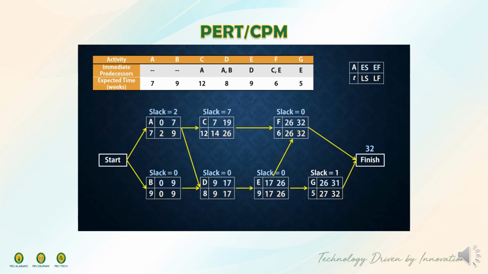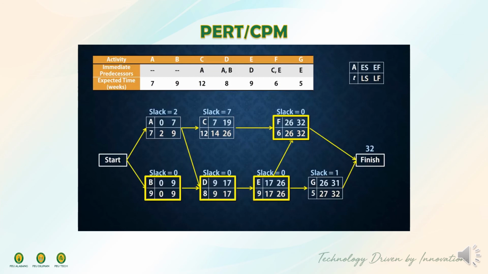Note, for example, that activity C can begin anytime between week 7 and 14, and it can finish anytime between 19 and 26. Thus, C can be delayed for up to 7 weeks, and the project will still be completed in week 32. Activities B, D, E, and F, on the other hand, cannot be delayed at all without extending the project's completion time. So, for example, if D is delayed by 2 weeks, then the project completion time will be extended by 2 weeks as well, from 32 to 34.